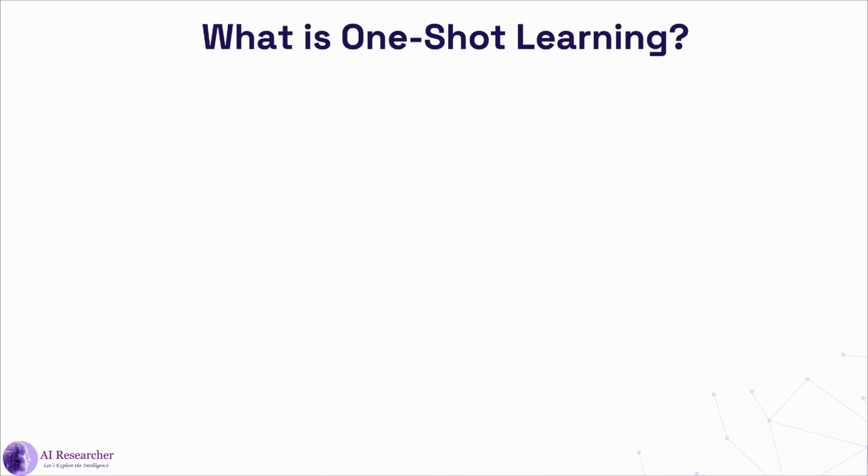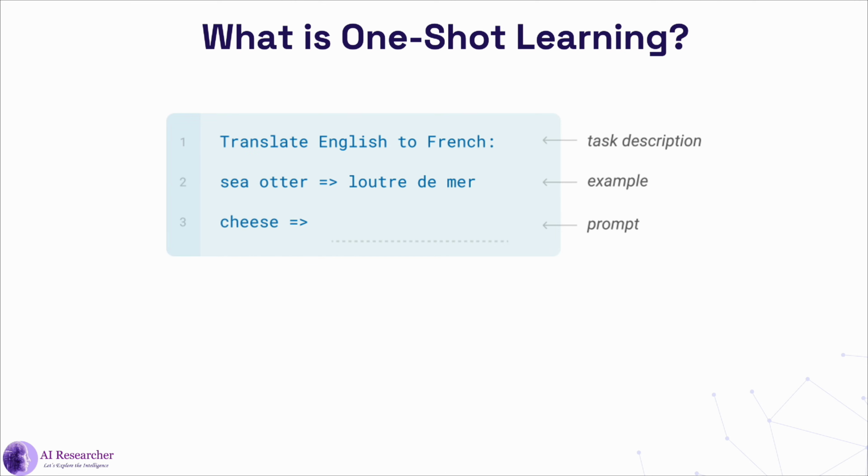The next method is one-shot learning. It's a method where the model is given a task and also provided with one example of how to complete the task before generating a response. So the task description is to translate English to French, like we have in zero-shot learning, but here we provide one example and we provide a prompt also. So we want the LLM to translate cheese into a French word.